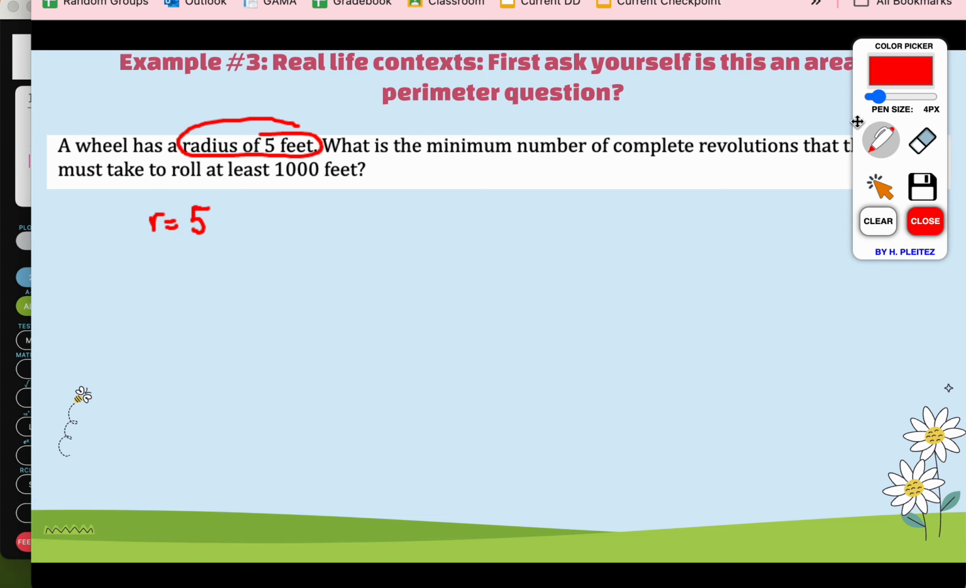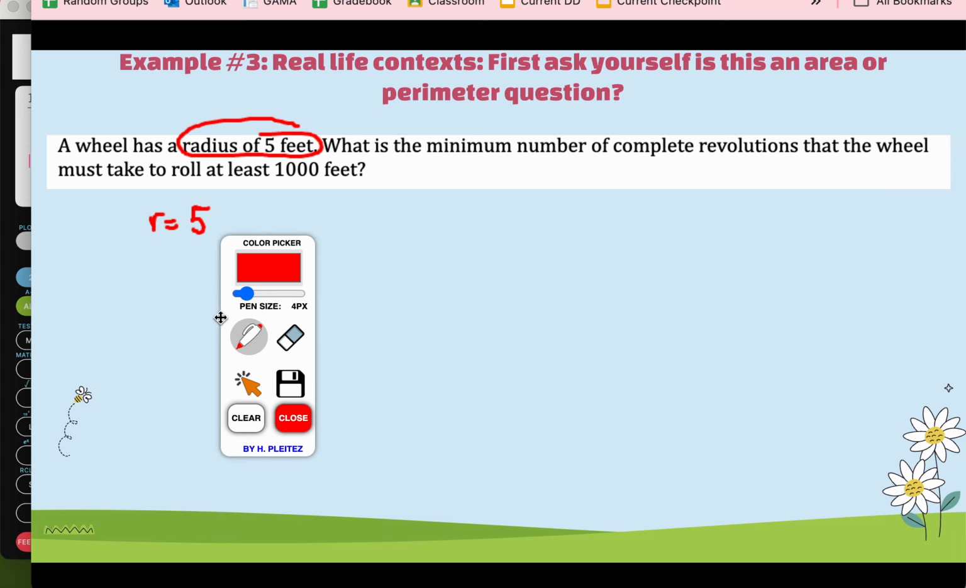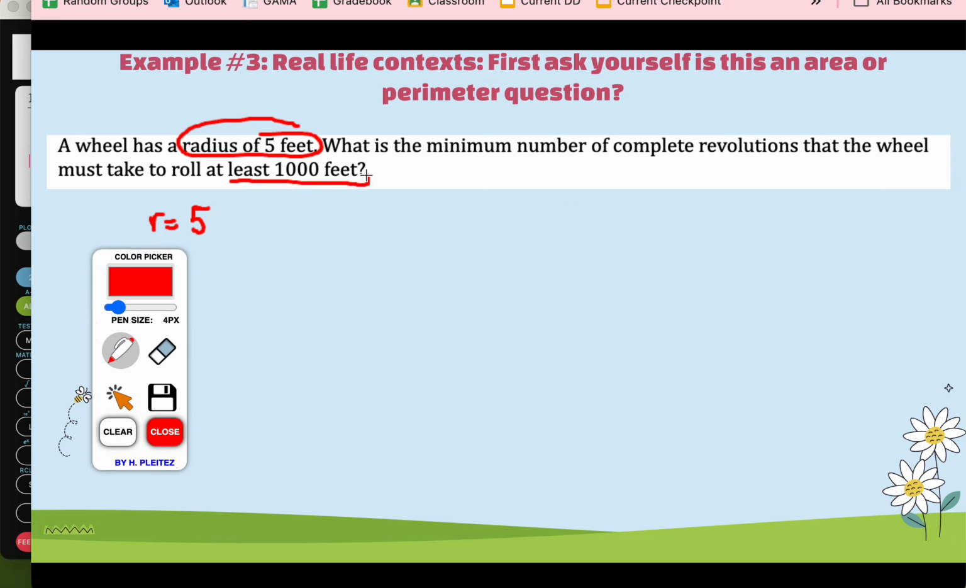And it wants to know the minimum number of complete revolutions that the wheel must take to roll at least 1,000 feet. Now, first question, area or circumference? Well, we have a wheel, right? And sometimes you have to just think logically about this. This is our wheel, and that wheel is going to be rolling and doing some revolutions to travel a certain amount of feet. Now you have to think, does it matter the space that's inside of the wheel? Does it matter how much that shaded region is? Or does it matter the wheel's perimeter?